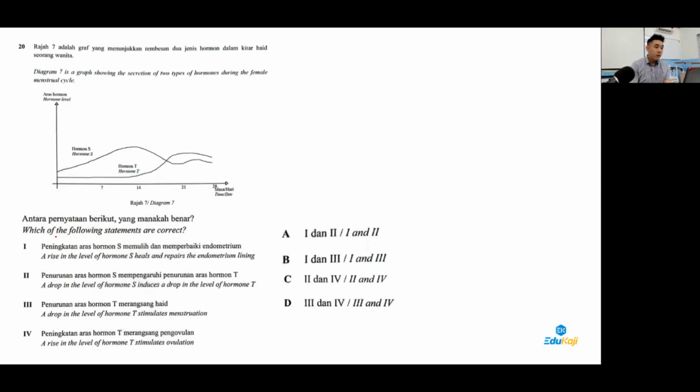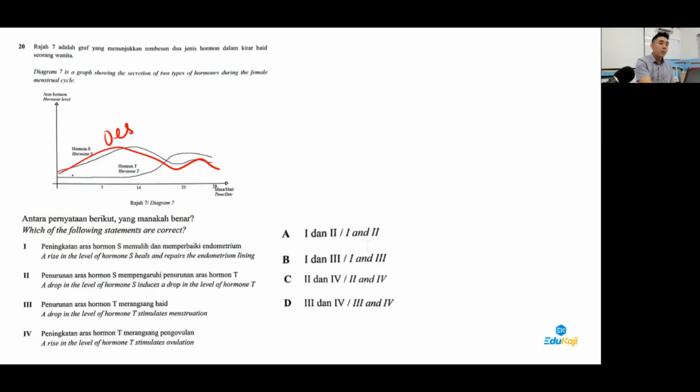Okay, question 20. So guys, S and T. Which of the following statements are correct? If you look at question 20 here, S is estrogen, because it has two peaks. The first peak is higher than the second peak. Okay? This one, there's no way to teach you. You still have to refer back to the book. You cannot just answer like that. You must know your facts.